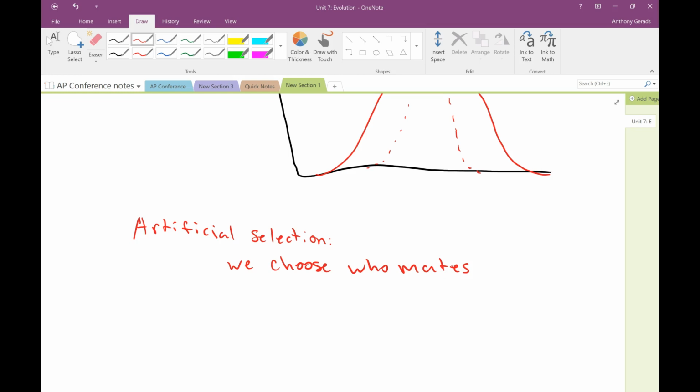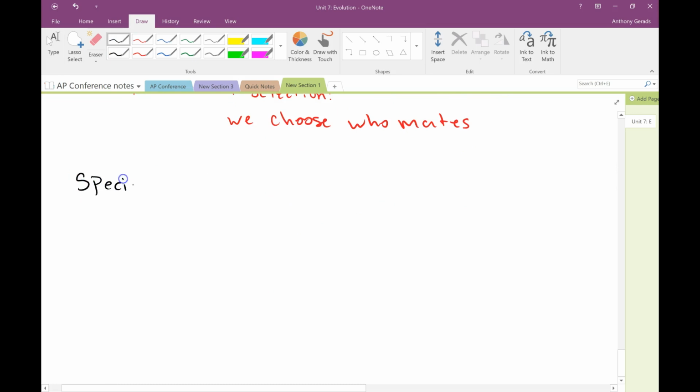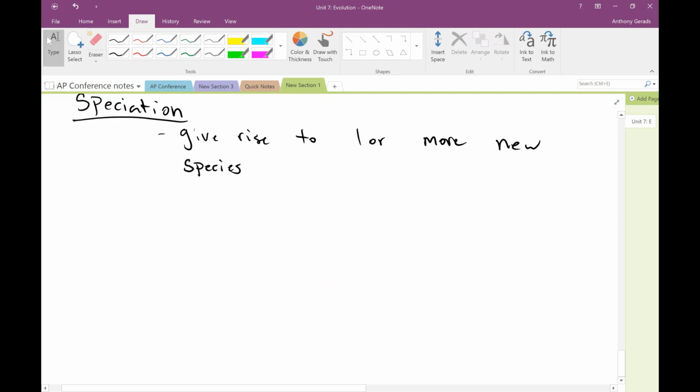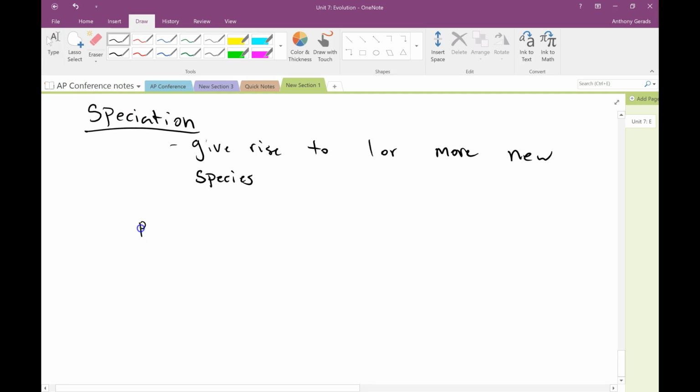So we choose who mates on there. And then finally, we've got one last topic we've got to touch on before we're done, called speciation. Speciation is when we give rise to one or more new species. There are some things that can cause this, called prezygotic barriers. We can have allopatric and sympatric speciation, but some of these are prezygotic. This was what that little foldable you made was on, these barriers.